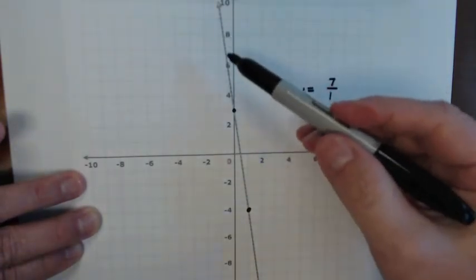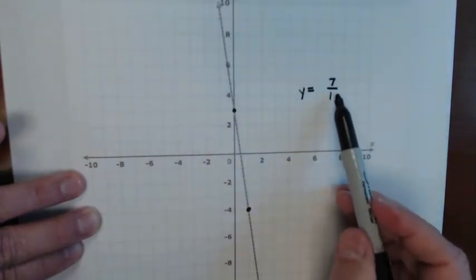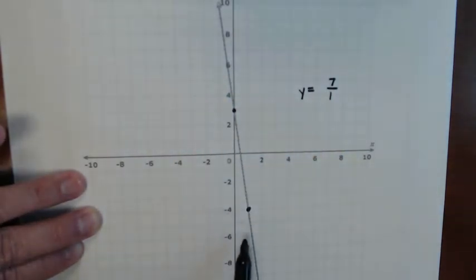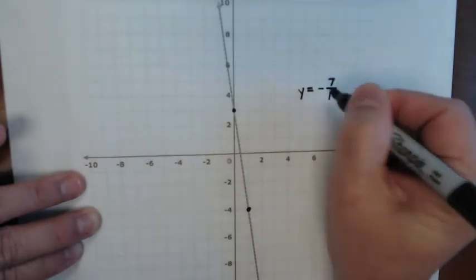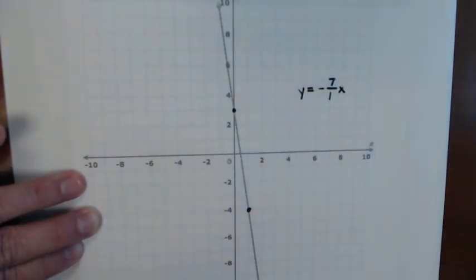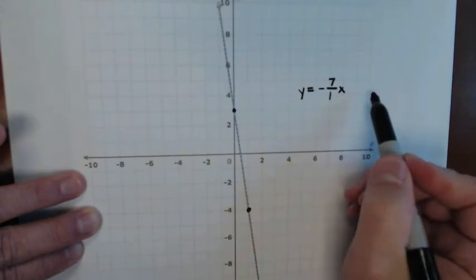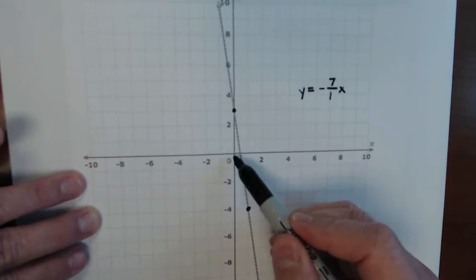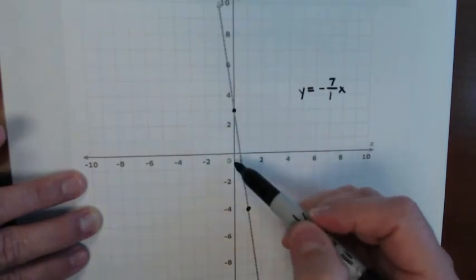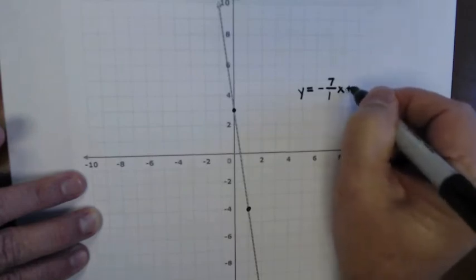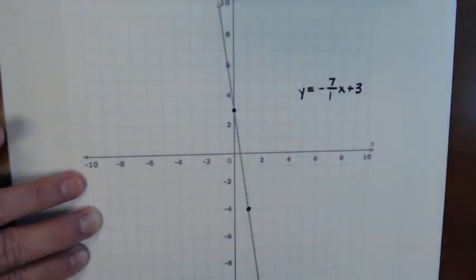Next thing, I need to see whether or not this number, the slope, is going to be positive or negative. Based on this line right here, this line is going down. That's going to be a negative. I'm going to put an X beside it. And then here on the end, I need to figure out where this line crosses the y-axis. Well, let's look. It's crossing the y-axis right here. Let me count up to that. 1, 2, 3. +3 goes on the end.